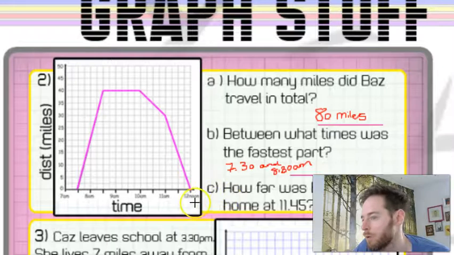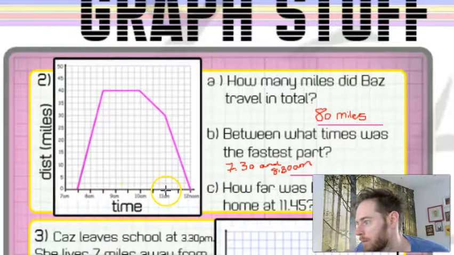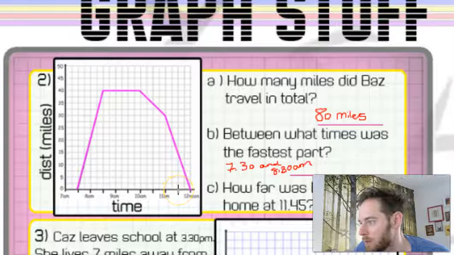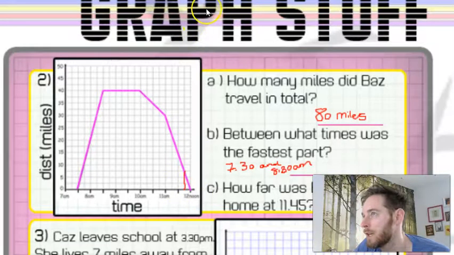Now, how far was Baz from home at 11:45? Now, this one's a little bit awkward. So here's 11, here's 12. Where's 11:45? Well, each one of these squares is worth 15 minutes, because halfway is 30 minutes. So that's 11:15, 11:30, 11:45.